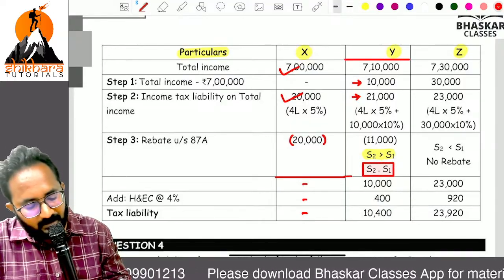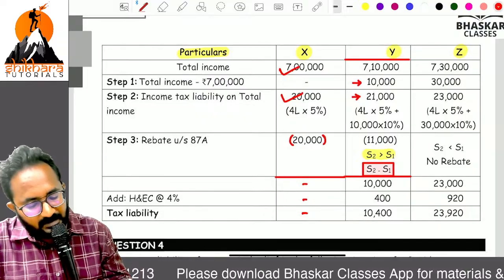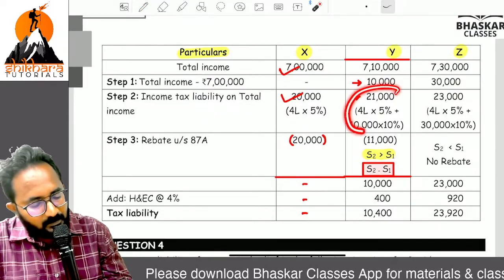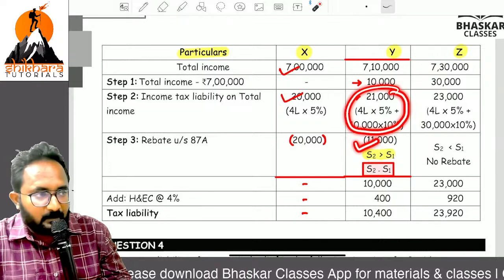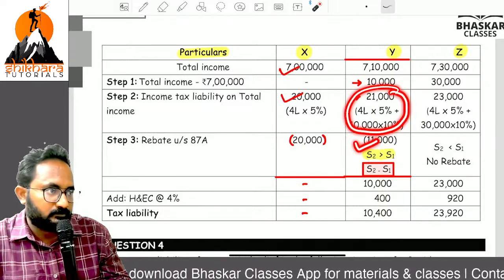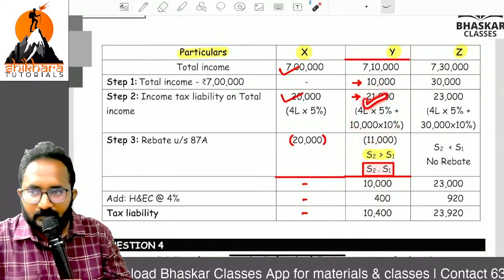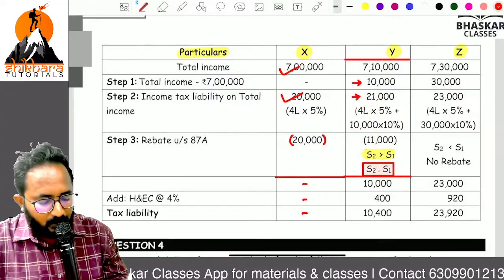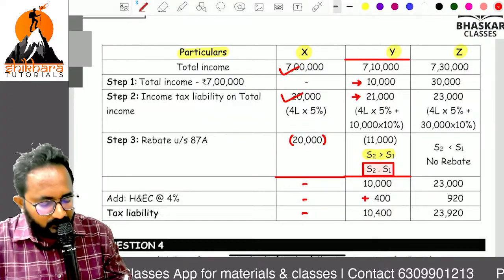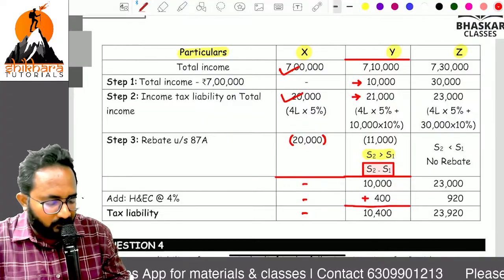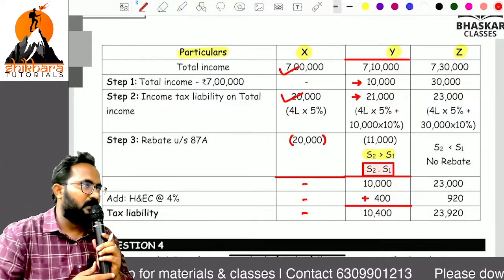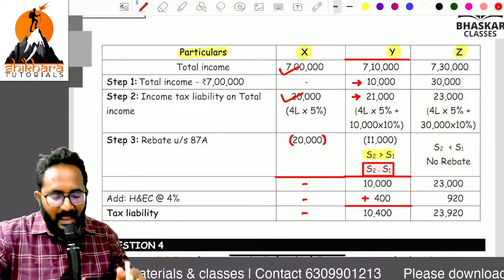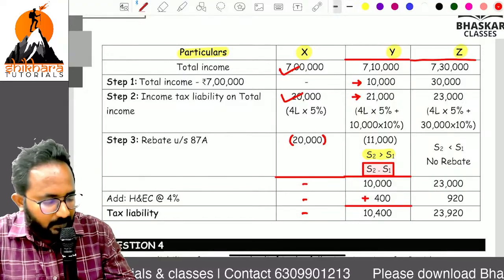So finally, yes, they are demanding this as a tax. But how much amount have they given as a rebate? 11,000. They are asking 21,000, but they have given the rebate 11,000. Finally, what is the amount you are required to pay? 10,000, plus on that you have to add health and education cess.